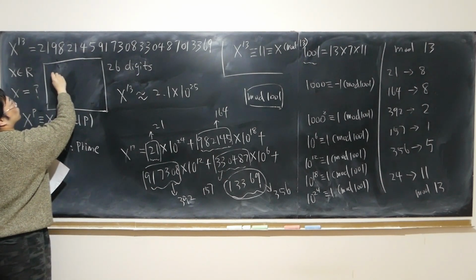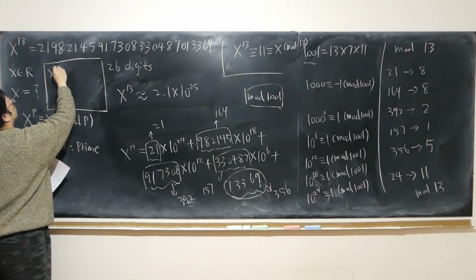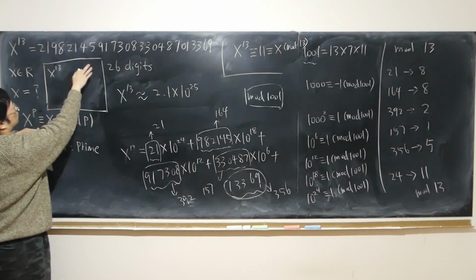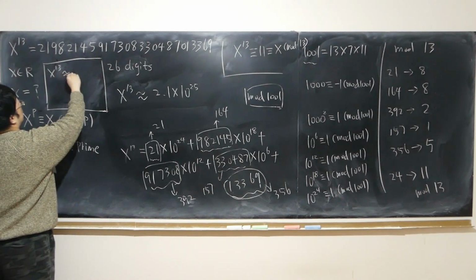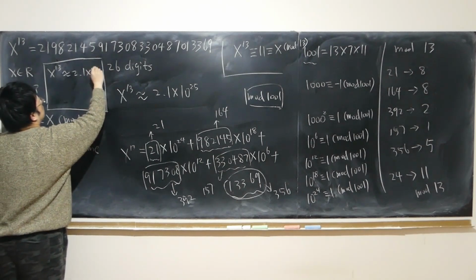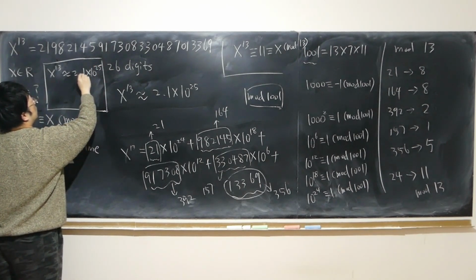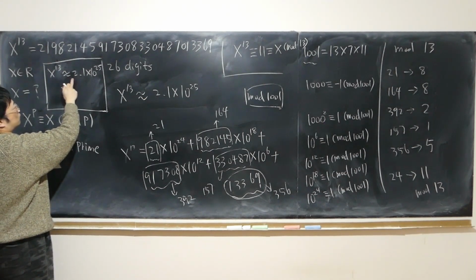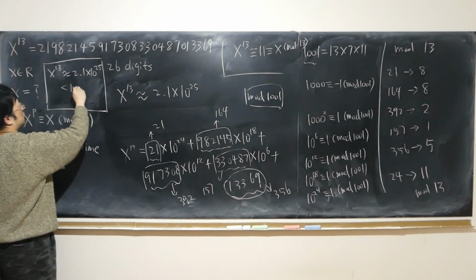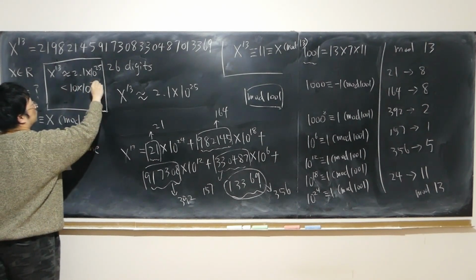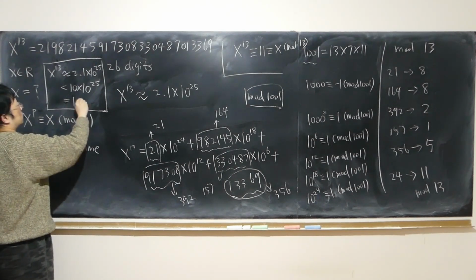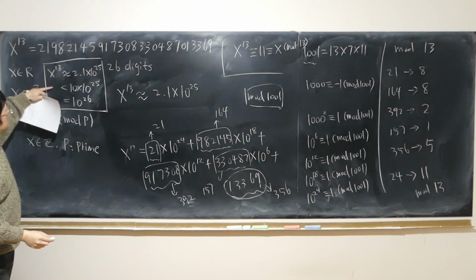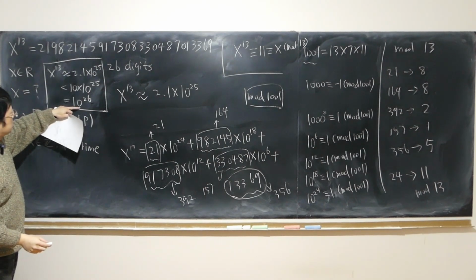X, why can it not be too large? Because x to the power of 13 is roughly 2.1 times 10 to the power of 24, right? However, it's smaller than if I replace 2.1 by 10, right? Smaller than 10 times 10 to the power of 24, that is 10 to the power of 26. So x to the power of 13 is less than 10 to the power of 26.